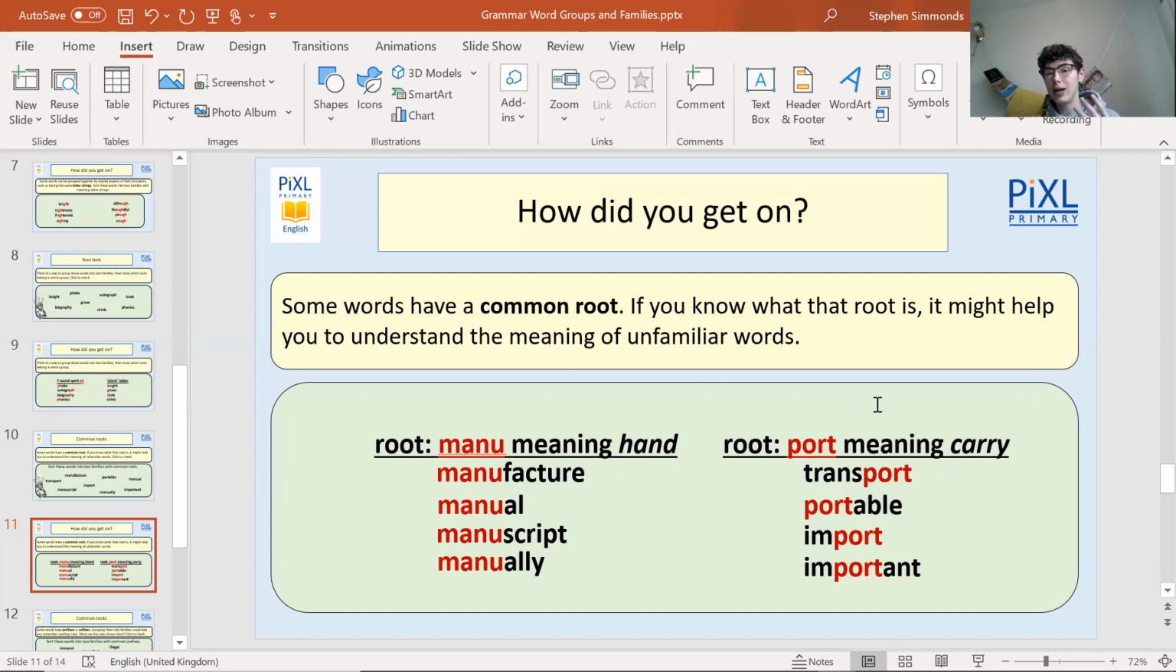So it's always important to think about root words because it can help you to identify what some words actually mean. Even a word such as manuscript: if you know that manu means hand, and then you've got script, you can tell what it is. It might be a piece of paper with lots of words on it. So, a manuscript.